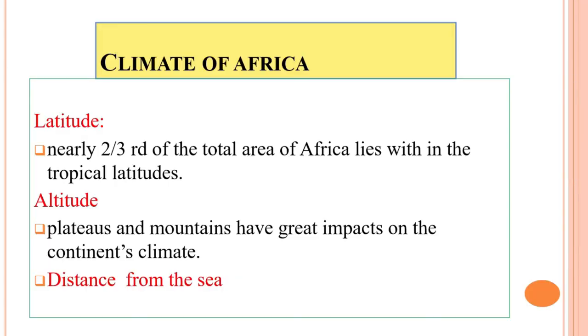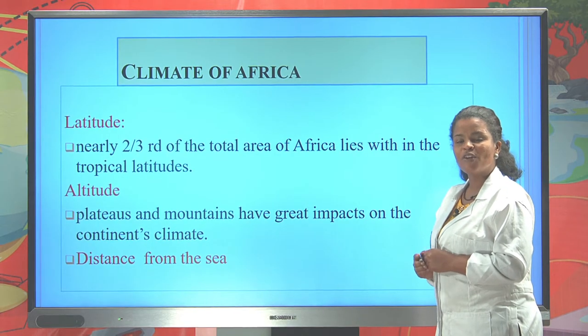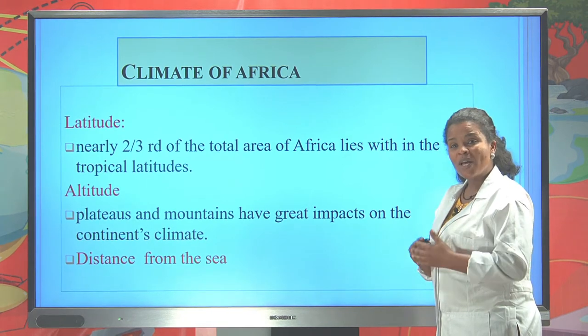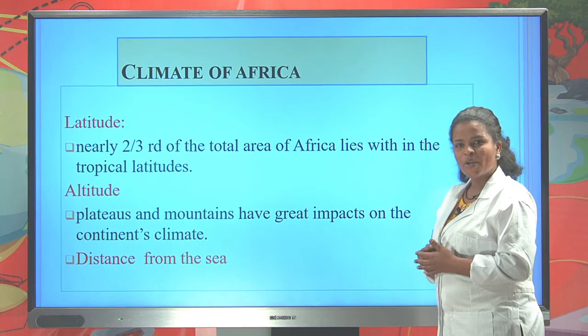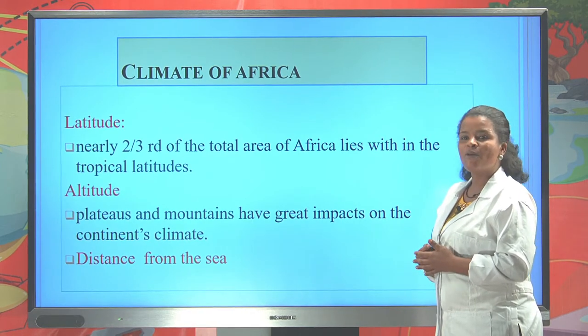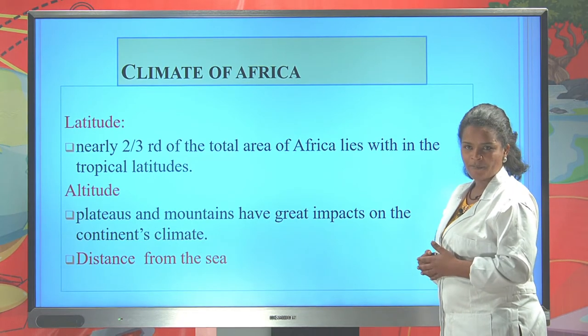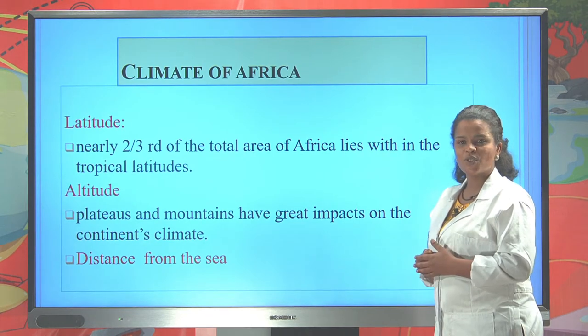When we see the altitude of Africa, depending on the previous lesson, Africa has diverse relief features but is dominated by plateau. 71% of the African land is plateau. Because of this, plateaus and mountains have a great impact on the continent's climate. Distance from the sea also affects the climatic condition of Africa.